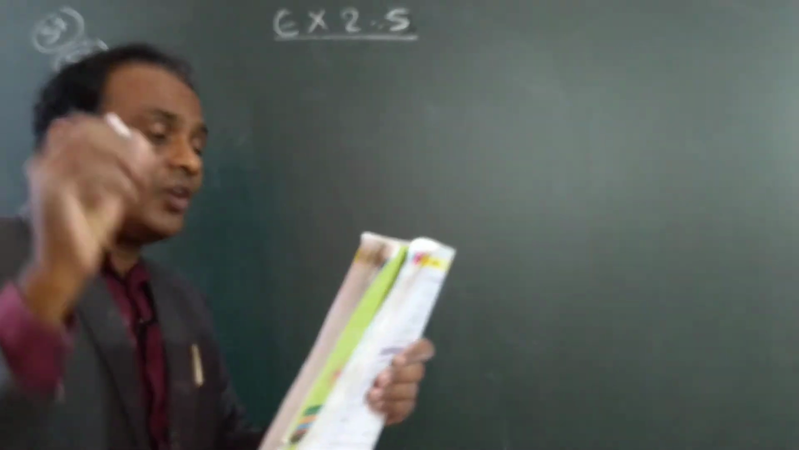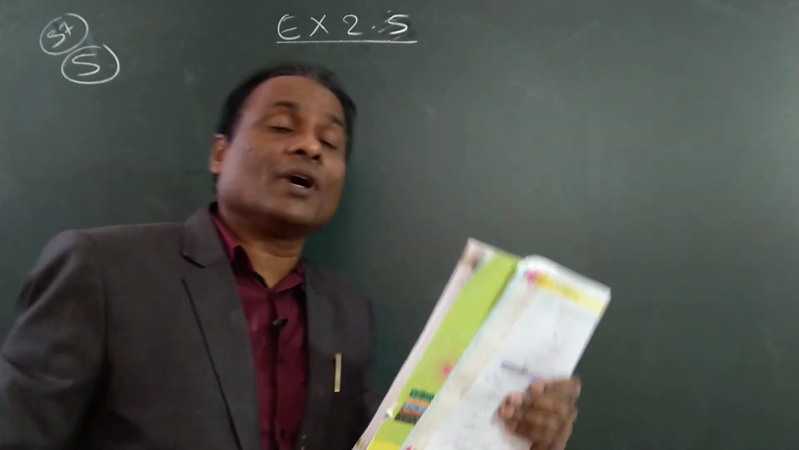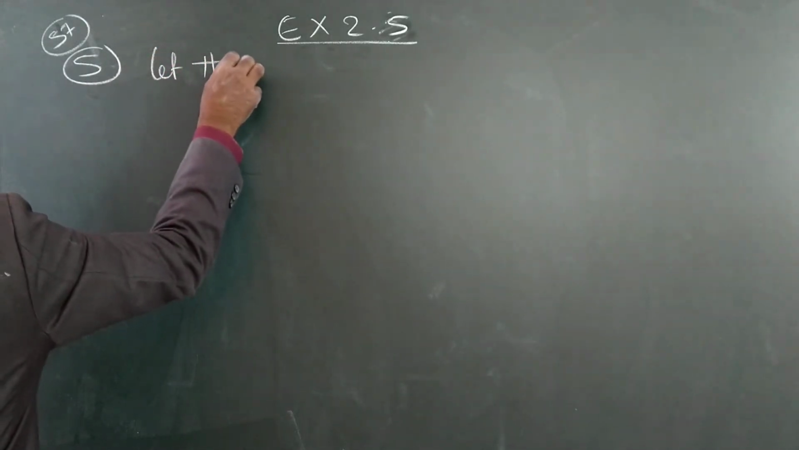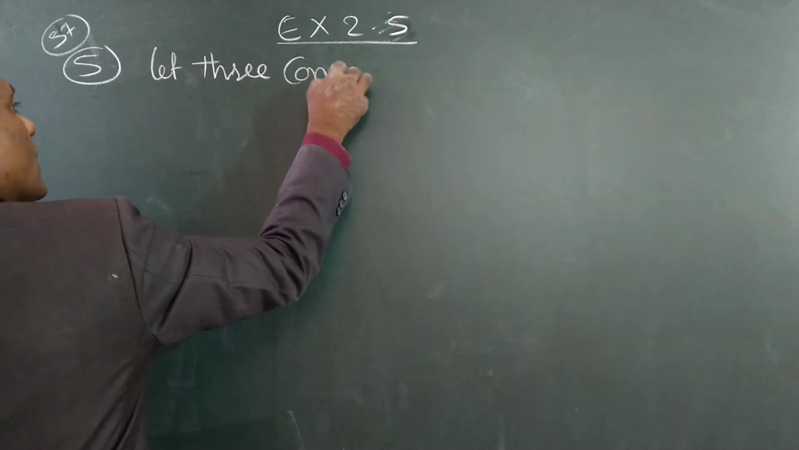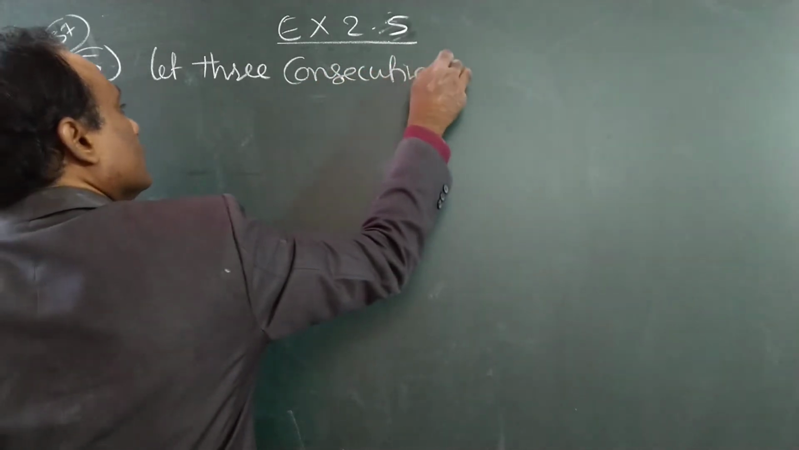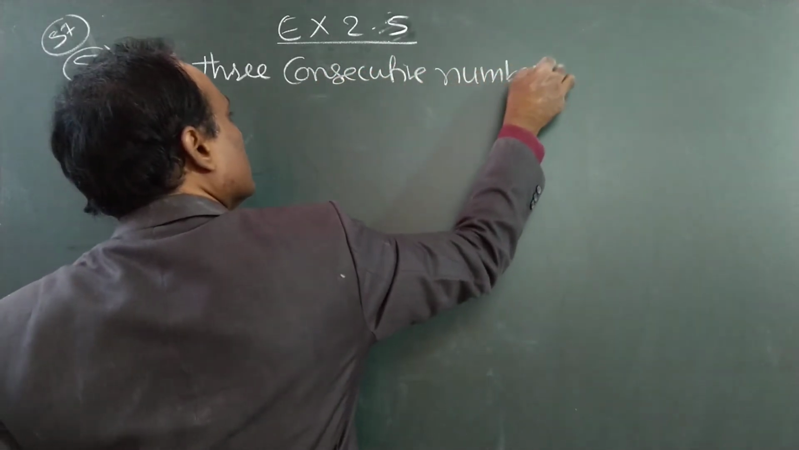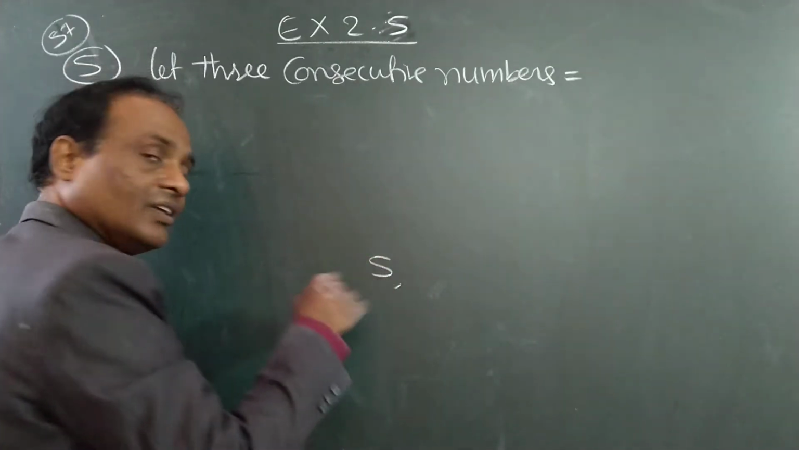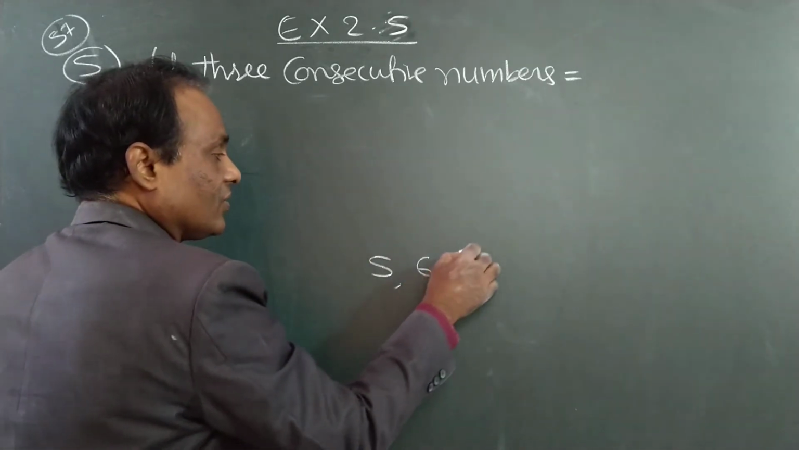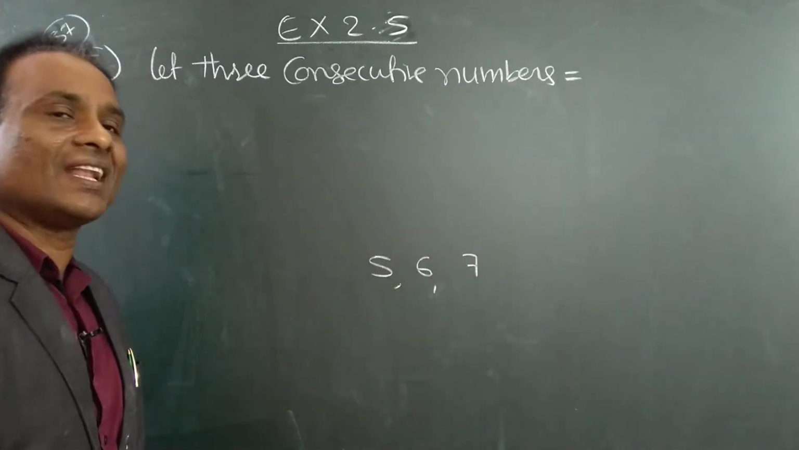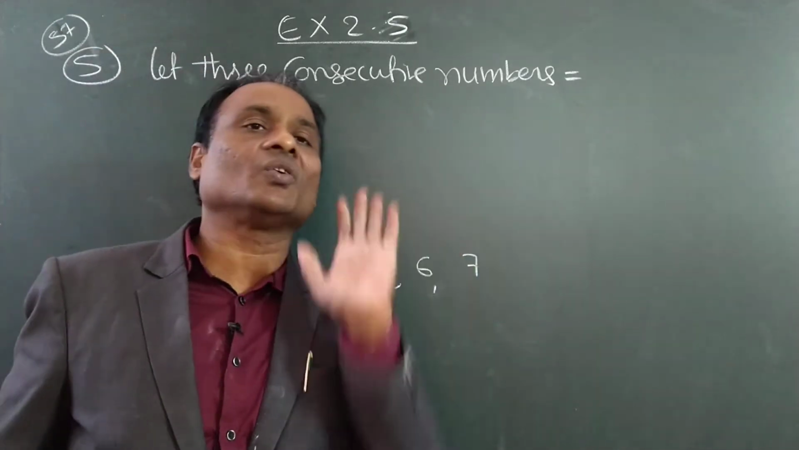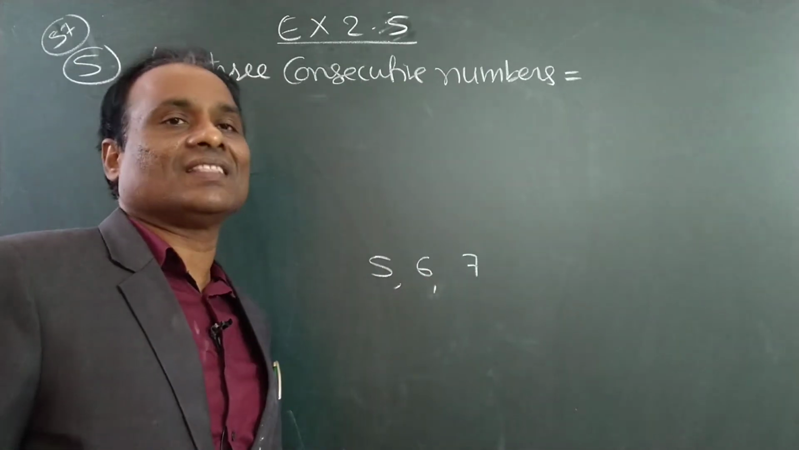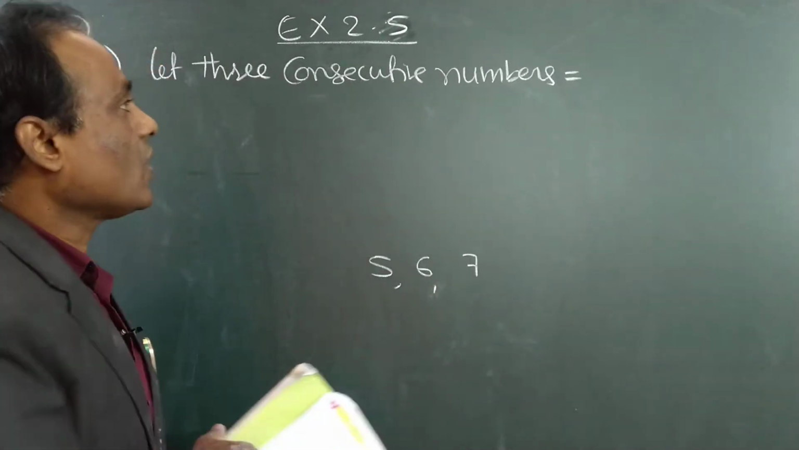Fifth question. Find three consecutive numbers. See here, we have to find three numbers. Three consecutive means serial numbers. Consecutive numbers means 5, next number 6, 7. Three consecutive numbers, serial numbers, one after the other. 5, 6, 7, like that. One after the other.